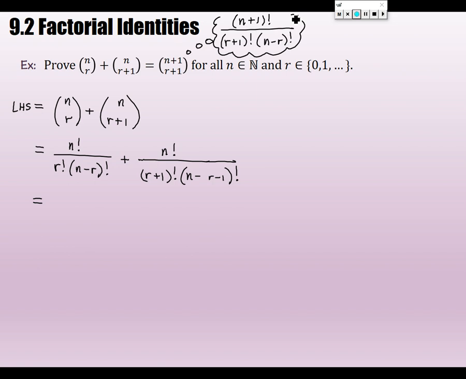If that was the only thing we were worried about, how would we make one turn into the other? Which one would you like to multiply something by? Yeah, we'd like to multiply this fraction over here by r plus 1 over r plus 1, because then we'll have an r plus 1 factorial in both denominators. That'll be nice. Apply the same kind of thinking now. As you look at these, what denominator needs what? Which one has a deficit here?